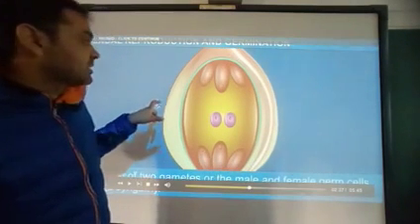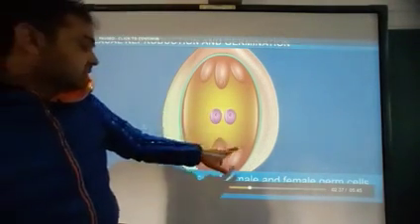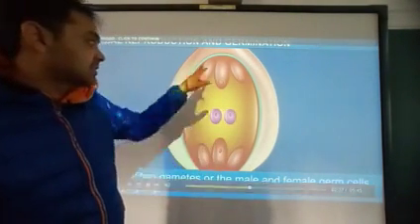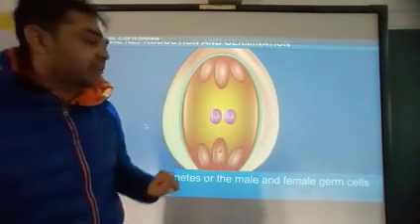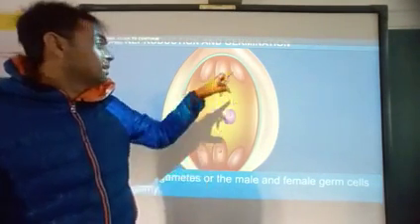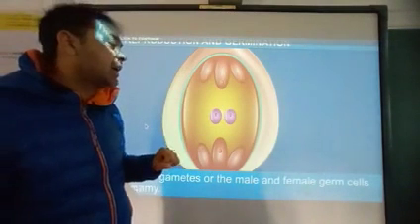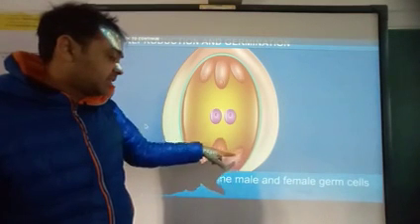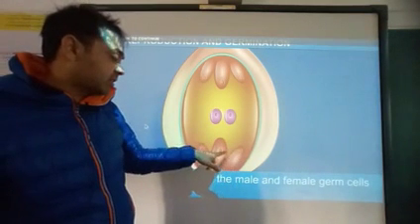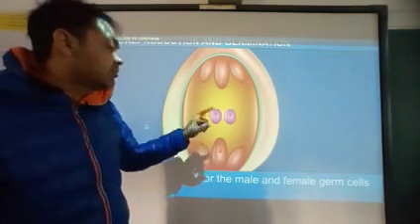See, this is the structure of a typical ovule. There are a total of 7 cells, 3 up, 3 down and 1 in the center having 2 nuclei. These 3 cells are called antipodal cells. These 2 cells are synergids, and in the center this is the egg cell and this is the polar nuclei.